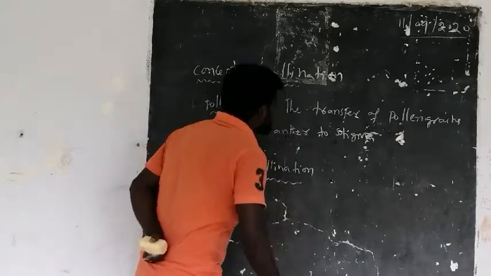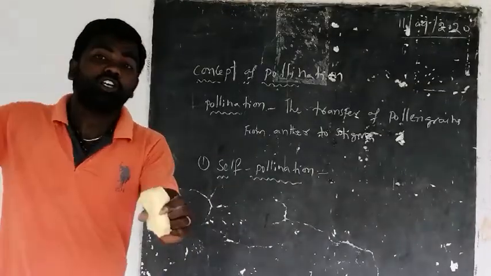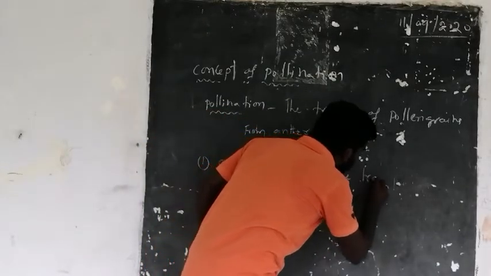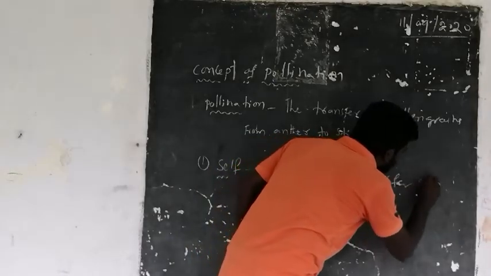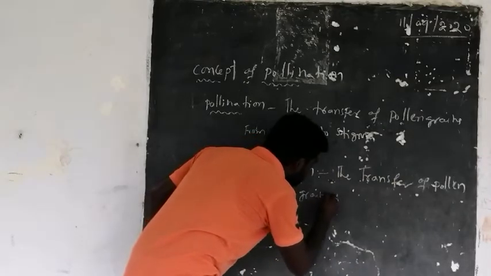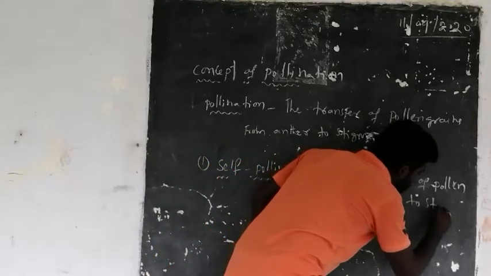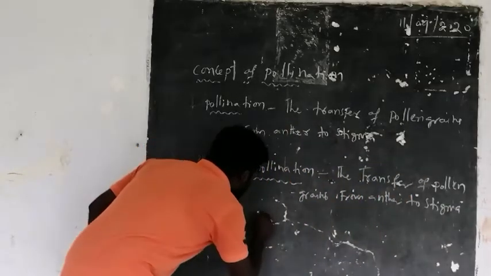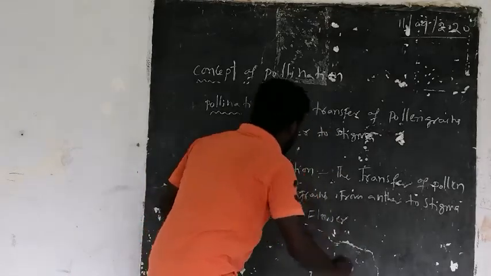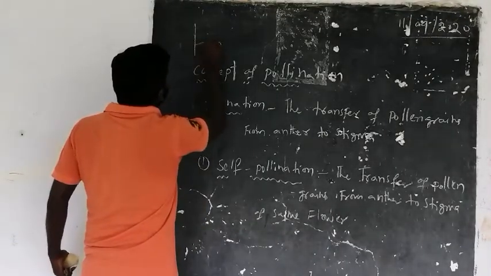Definition of self-pollination: the transfer of pollen grains from anther to stigma of the same flower is called self-pollination.